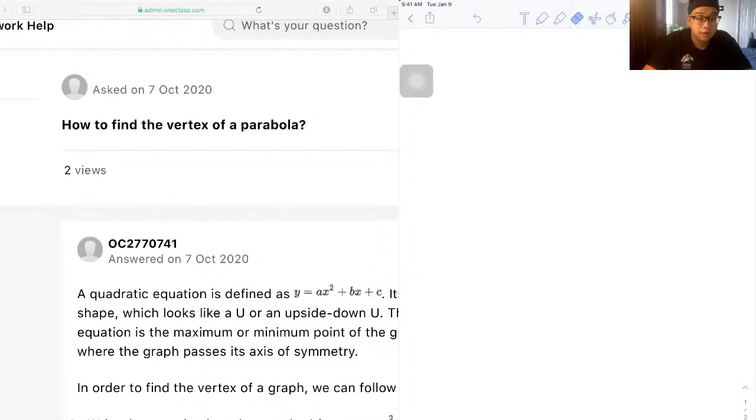So the first question is asking us how to find the vertex of a parabola. Okay. So first let's write that down. So how to find the vertex of parabola.